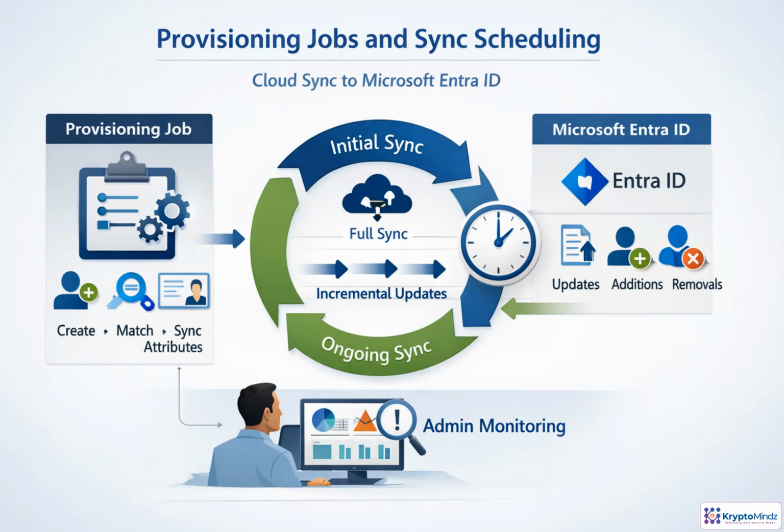Cloud Sync runs through provisioning jobs. Each job defines what gets synchronized, which objects are in scope, how attributes are mapped, and how often processing occurs. The first run is usually the most important. It may create new cloud objects, match existing ones, and populate attributes for the first time. Later cycles focus on deltas, updates, additions, and removals.